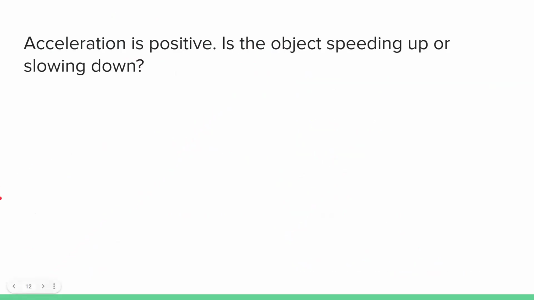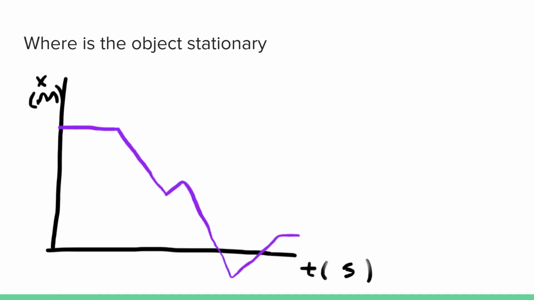All right. So this sentence says acceleration is positive. Is the object speeding up or slowing down? We actually cannot answer this question. We cannot know just by acceleration if an object is speeding up or slowing down. Remember, we have to know what the velocity is doing. If the velocity is also positive, then yes, we are speeding up. But if the velocity is negative, then these two things are contradicting each other, which would mean that it's actually slowing down.